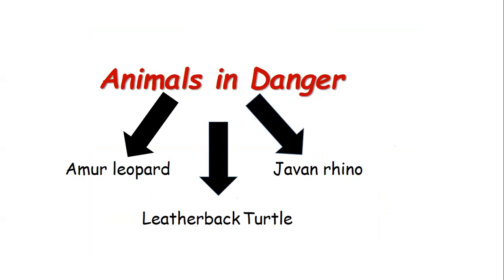In our lesson, we will talk about some animals that are in danger or at risk of extinction. They are in danger. They are at risk. What kind of risk? Risk of extinction. They will die and they will never exist again because there are only a few of them around the whole world. Like the Amur leopard, leatherback turtle, Javan rhino, and also the red pandas.